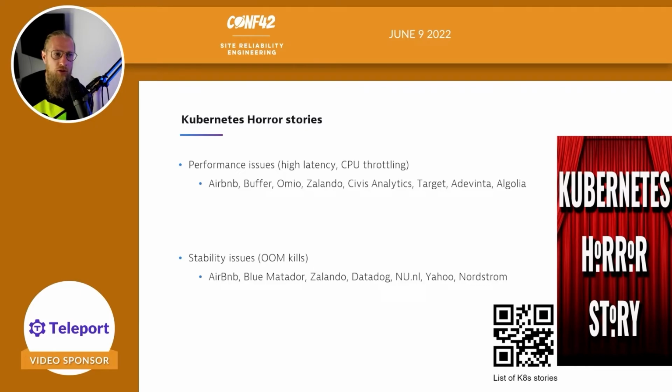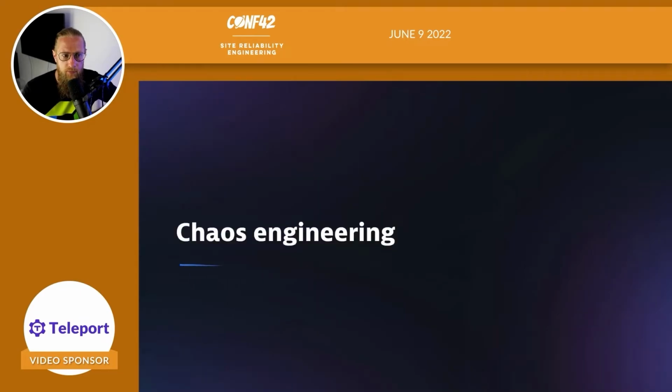There are plenty of interesting stories, performance issues related to CPU throttling, Airbnb, Zalando, they talk about it. Stability issues due to OOMKill, same thing, Airbnb, Zalando. So check it out. You can learn a lot of things, and this topic is very important because at the end we know that we can have a major impact on the stability and the behavior of users.